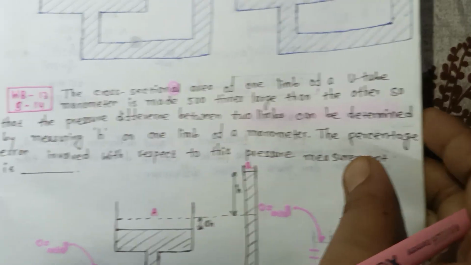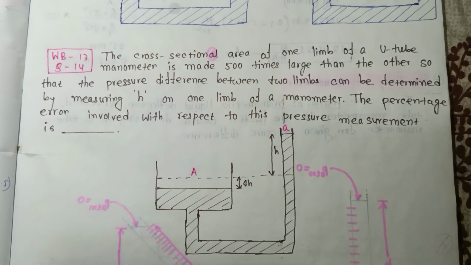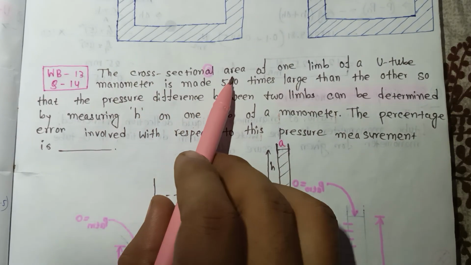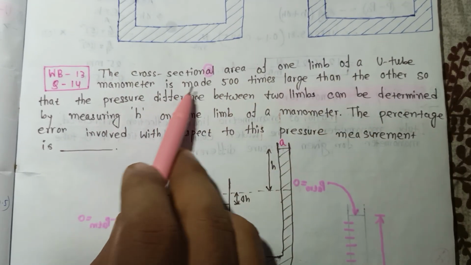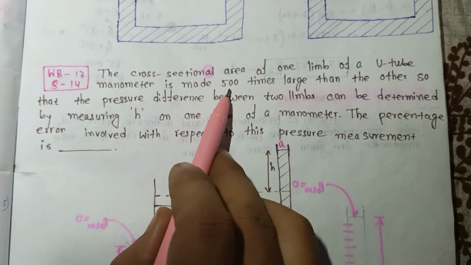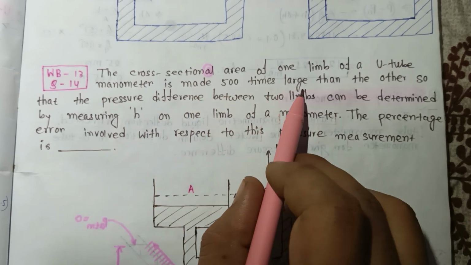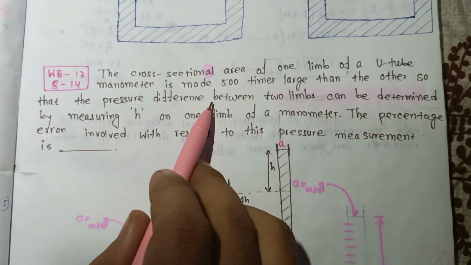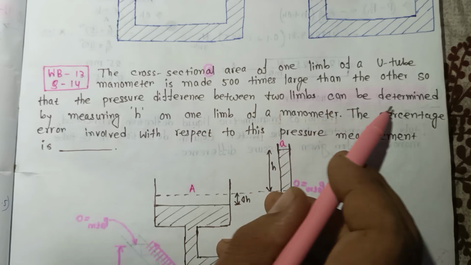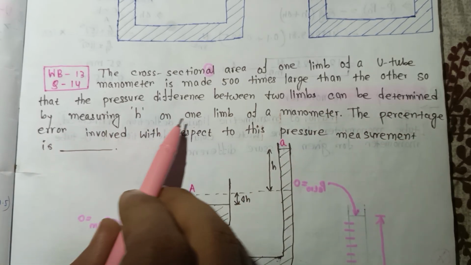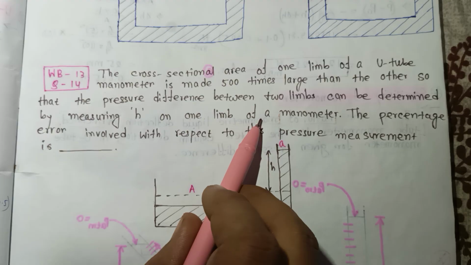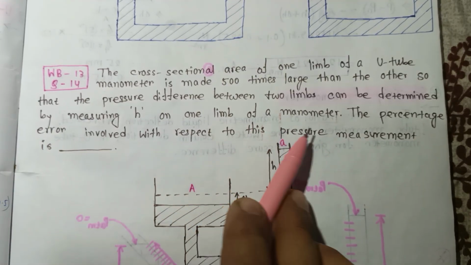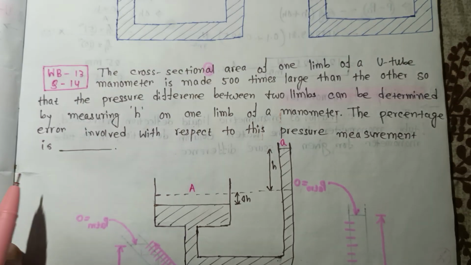So let's try to understand one question. So an important question is there. The cross sectional area of one limb of the U-tube manometer is made 500 times larger than the other, so that the pressure difference between two limbs can be determined by measuring H on one limb of the manometer. The percentage error involved with respect to this pressure measurement is, so you have to calculate the percentage error.